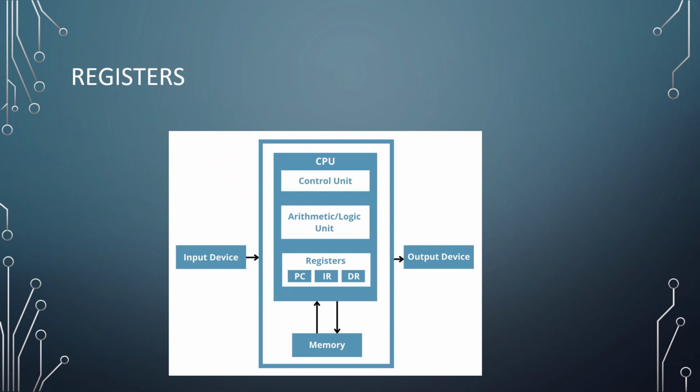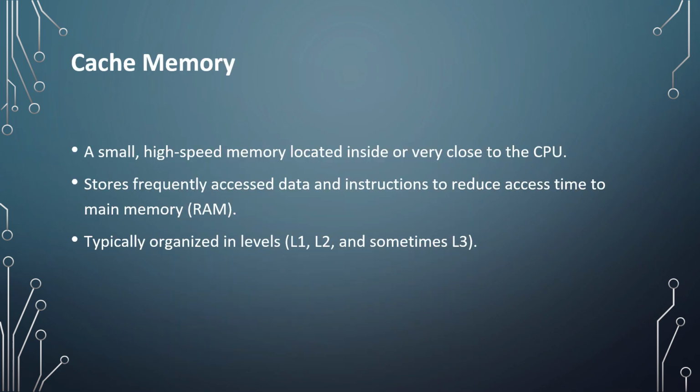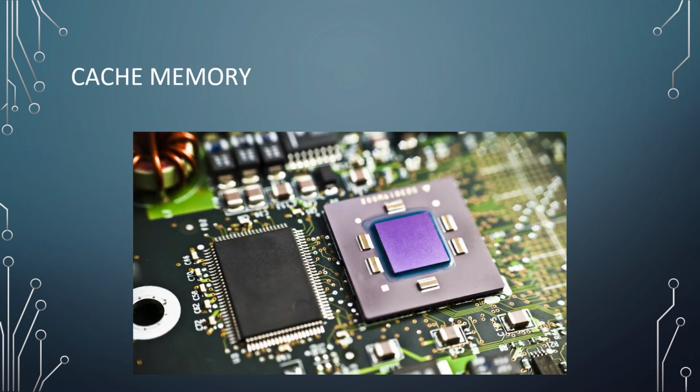This diagram shows a von Neumann system and how the registers work with the memory to hold data that is frequently used by the CPU. This is the fourth component of the CPU, which is the cache memory. This is a small high-speed memory located inside or very close to the CPU. It stores frequently accessed data and instructions to reduce access time to the main memory, which is the RAM. It is typically organized in levels of L1, L2, and sometimes L3. This diagram shows the interior of the computer where the cache memory is located.